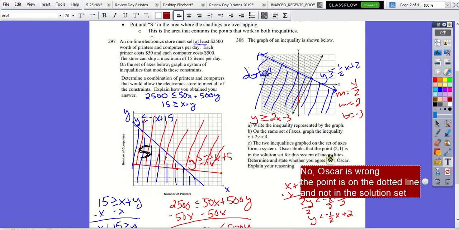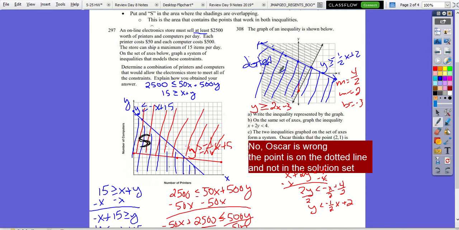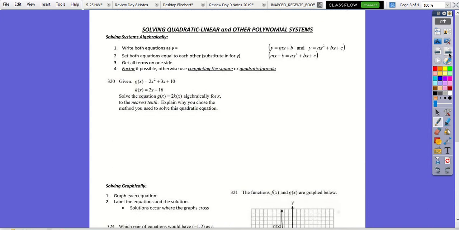So that will help us answer Oscar's question. And we also want to put an S inside our solution set there. Now, quadratic linear systems and other systems of polynomials. Remember, when you're solving algebraically, we're just going to set them equal: solve both for y, set them equal to each other, and since it's a quadratic, get everything on one side in standard form, keep the x squared positive, and then see if you can factor, and if not, you're going to do completing the square or the quadratic formula. It's up to you.